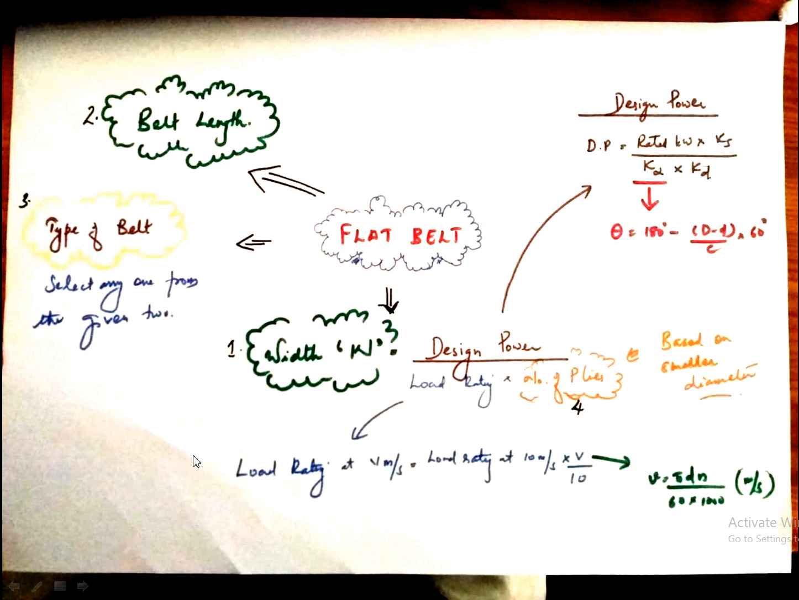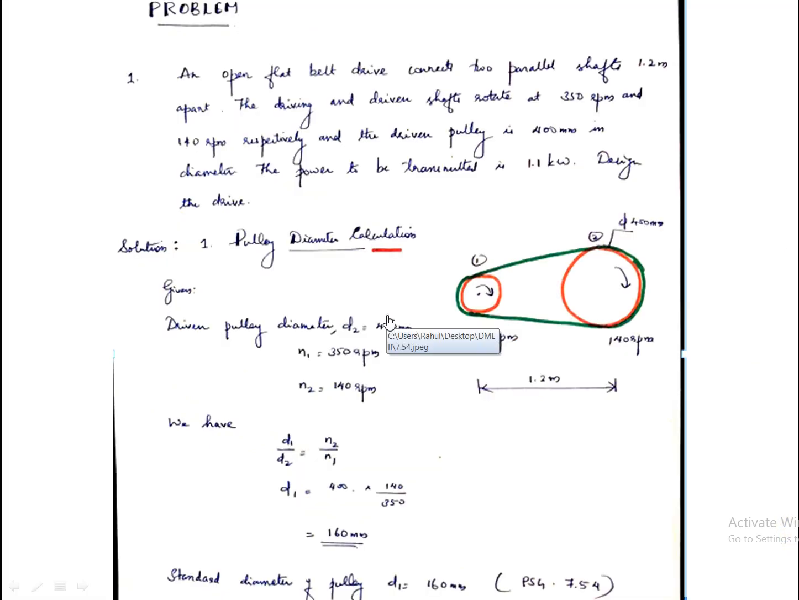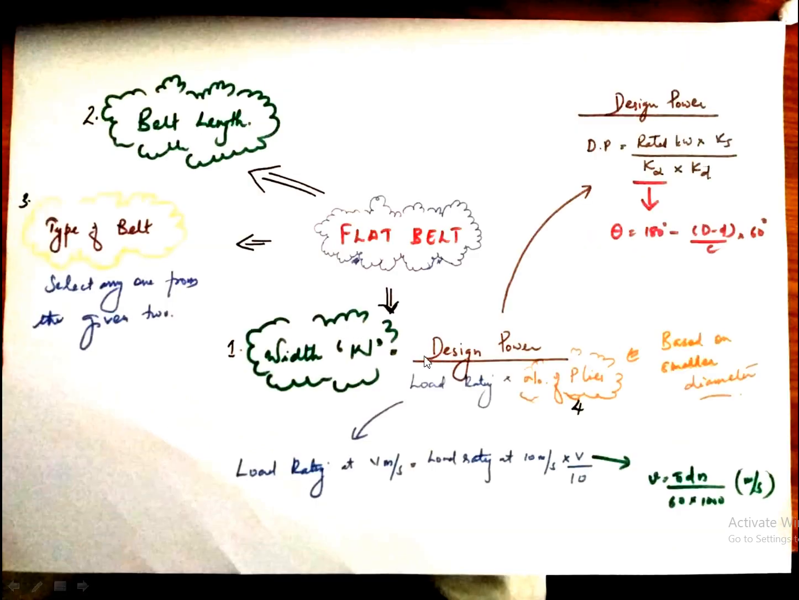Okay, so this is one of the important ones, which is the width, right? Now to find this width, what we did was the standard equation for width, and mind you, it is not there in the data book, and you have to learn this equation. These two equations, design power and the width equation, are not there. You must learn that equation, right? Now, the width is nothing but design power divided by load rating into number of plies, right? So to find width, you need to know design power, load rating, and number of plies.